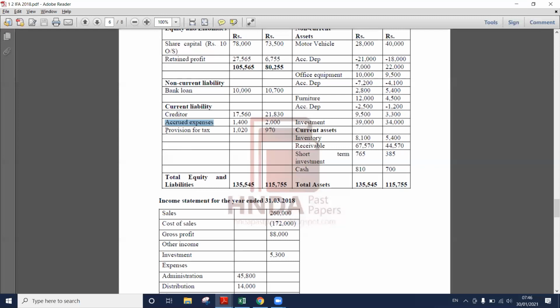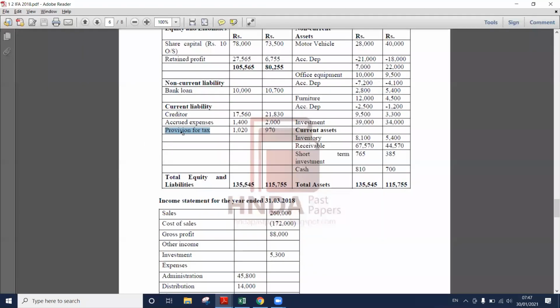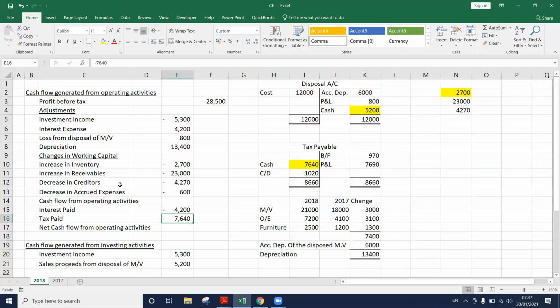Right? Provision for tax. Right? We do not consider it under changes in working capital because we are considering the tax paid amount separately. Right? Even our tax paid amount consider කරන නිසා we are not going to consider this. Right? Provision for tax, the change there. Okay. Right.